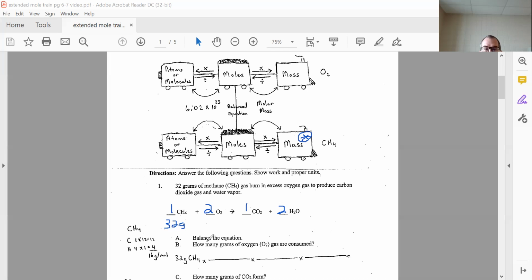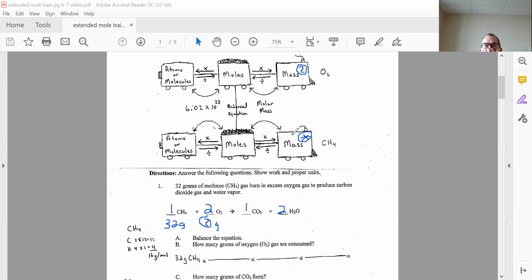In this question, it says how many grams of oxygen are consumed. So I'm going to put a question mark here, and it's asking about grams. Well, I already have something for grams here, but this is a different substance, so it needs a different train. These 2 trains are identical, and they work the same way as the mole trains you always used, except now we're going to run 2 mole trains at once and unload from one to the other. So we're going to go from grams of CH4 to grams of O2. We've got to jump trains at one point in this problem.